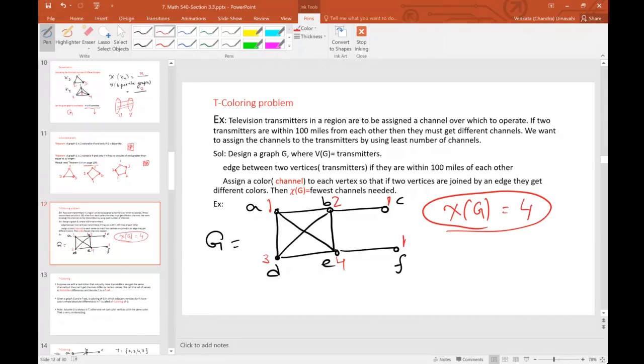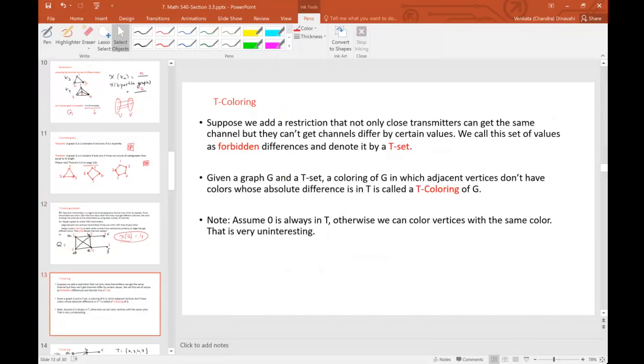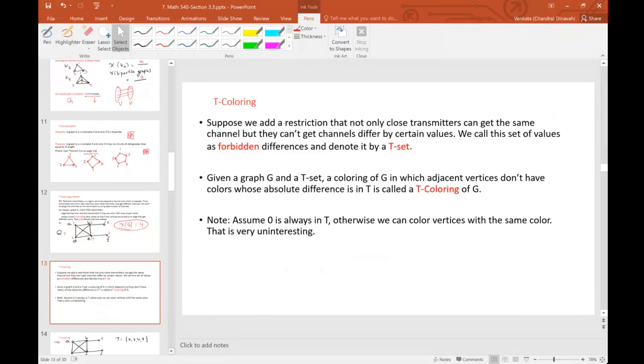Now I want to put a restriction. They not only get different channel numbers, but the difference between the two channel numbers has to satisfy a certain condition. They cannot differ by certain values. You will call that forbidden differences. I will explain with the help of an example.